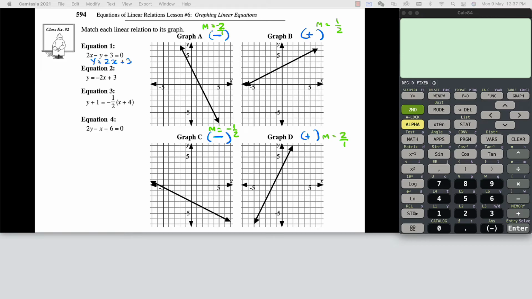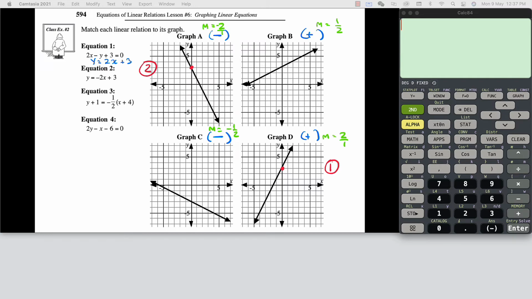So it's a positive slope, which means it can only be graphs B or C, and it's got a slope of 2, which is going to be graph D, and it should also have a y-intercept at 3, which it does. So this is graph number, or equation number 1 right there. If we look at equation 2, it's already in that slope y-intercept form. So I've got a slope of -2, which is graph A, and it's got a y-intercept at 3. So right there. So this would be graph number 2.